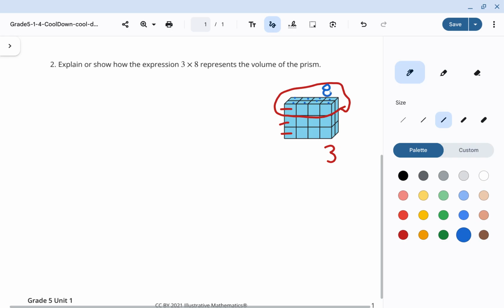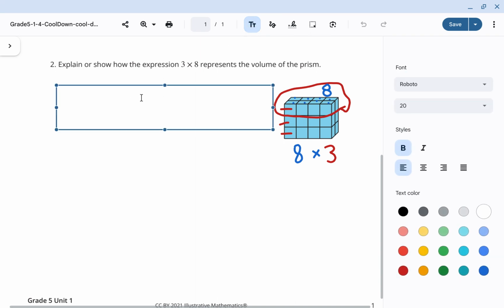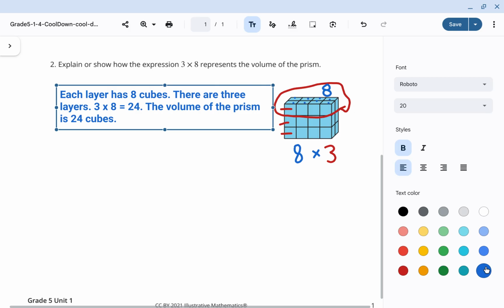And how many of those 8-cube layers will we have? There will be 3. So now I know that I can take the idea of 8 cubes in each layer times 3 layers, and now I have my expression that I can utilize to find the volume. I know that 8 times 3 is 24, so I now see that this is going to have a volume of 24 cubes. But remember, really what we were asked is how that expression 3 times 8 represents our prism, right?